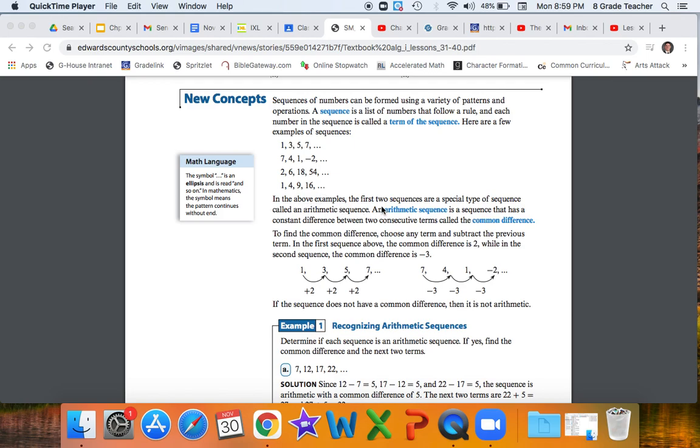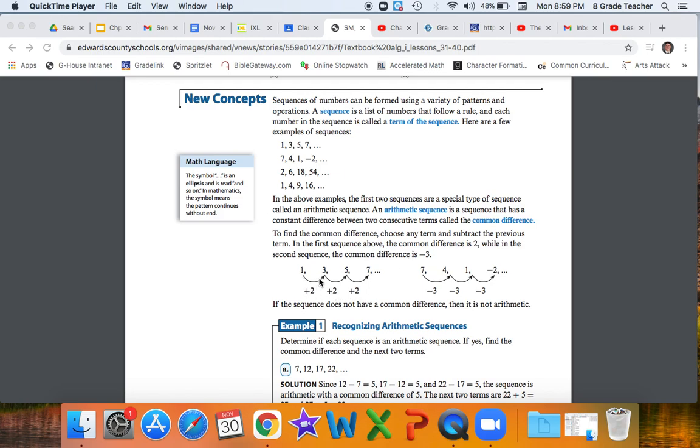In the above examples, the first two sequences are a type of sequence called an arithmetic sequence. An arithmetic sequence is a sequence that has a constant difference between two consecutive terms called a common difference. So this one was plus 2, plus 2, plus 2, minus 3, minus 3, minus 3 as those common differences. To find the common difference, choose any term and subtract the previous term. In the first sequence above, the common difference is 2, while in the second sequence, the common difference is -3, like we just showed you.